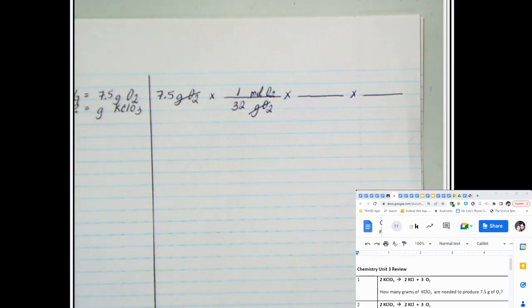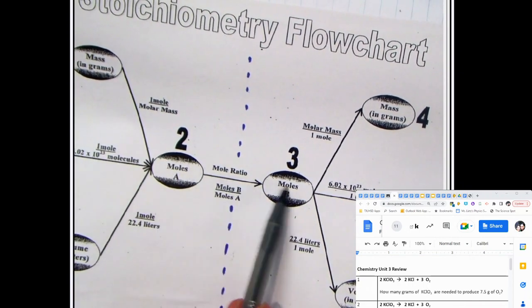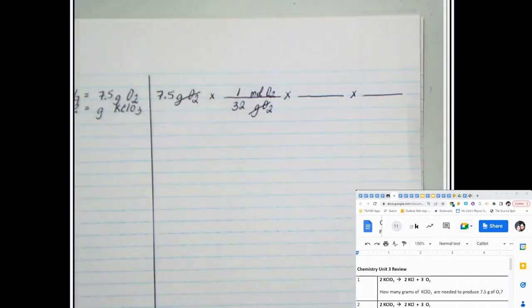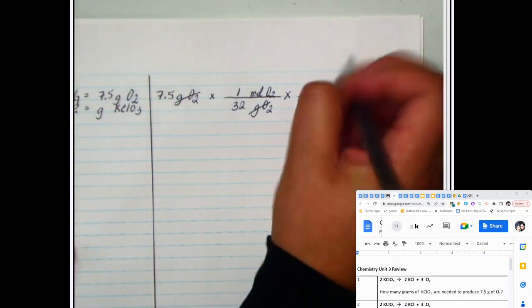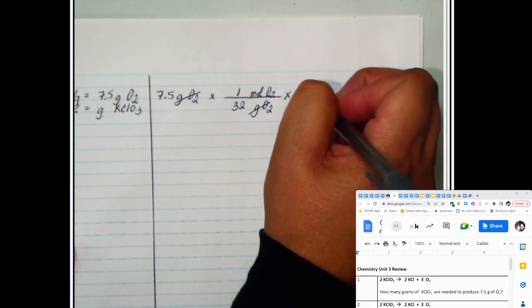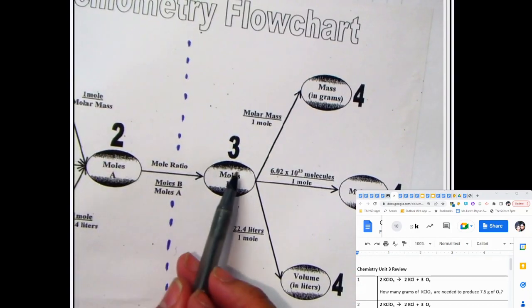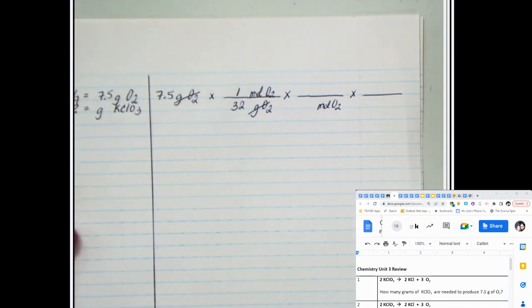Now, for the second line, this was our first line. This is our second line. That means we're going to have moles on top and moles on the bottom. Okay? So moles on top, we start with moles of O2 here. We're going to end up with moles of O2 on the bottom. And now we're crossing the line. We're going from moles of oxygen to moles of what? Good. So that goes on top, moles KClO3.